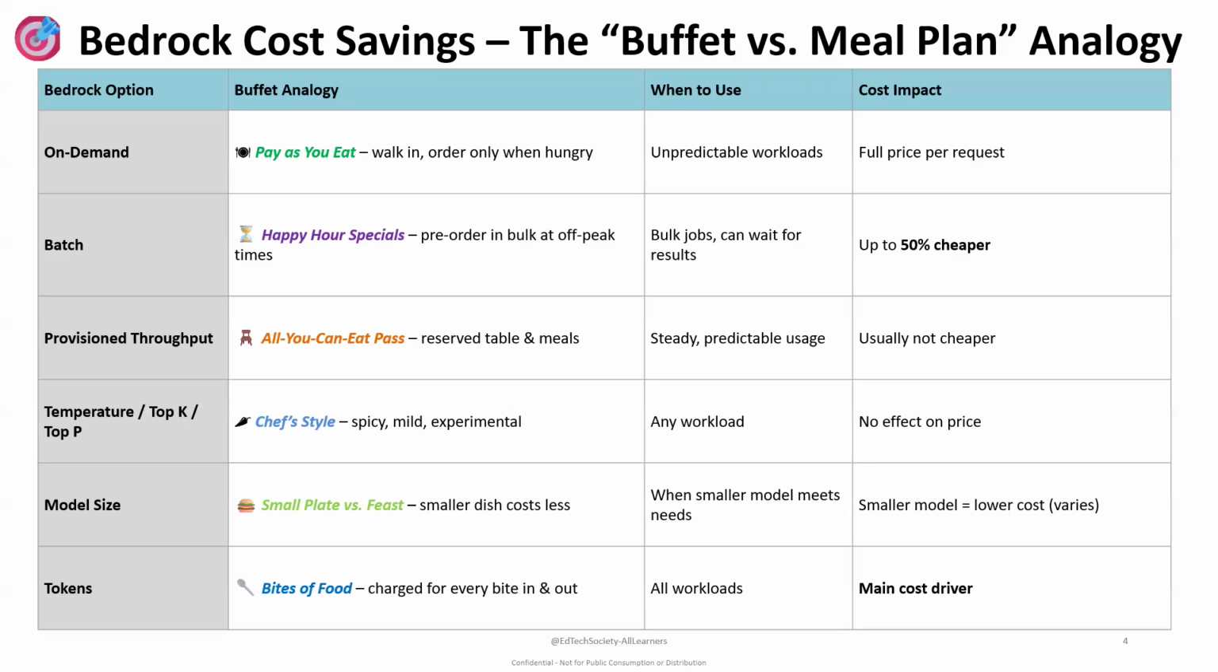Model size, it's kind of small plate versus feast. So smaller dish obviously will cost less. If you are ordering for a big dish, I will say where you have 16 or 18 items, obviously it will cost more. So whenever you need a small model, obviously you will go for a small size model. So obviously smaller model will cost you less.